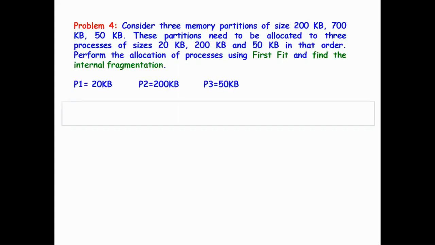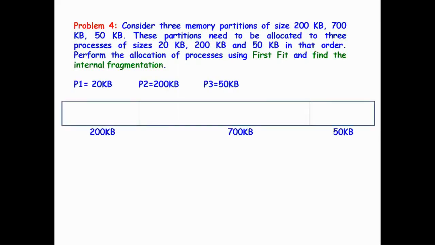Now, P1 needs memory partition. Using first fit algorithm, the algorithm scans empty partitions serially. So 200 KB will be scanned first. 200 KB is greater than 20 KB, that is the size of P1. Since the rule is satisfied, P1 will be allocated this partition. P2 needs 200 KB. The algorithm starts scanning. 700 KB will be scanned. 700 KB is greater than 200 KB. Condition is satisfied. So P2 will be placed here.